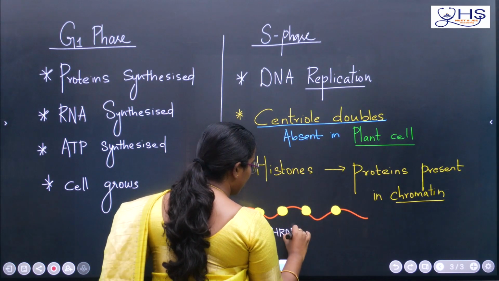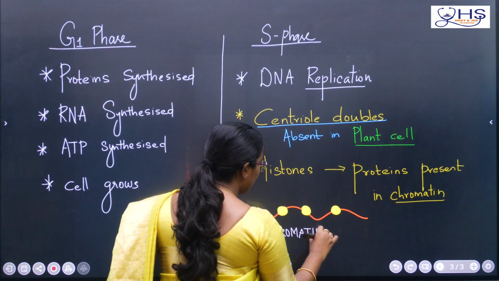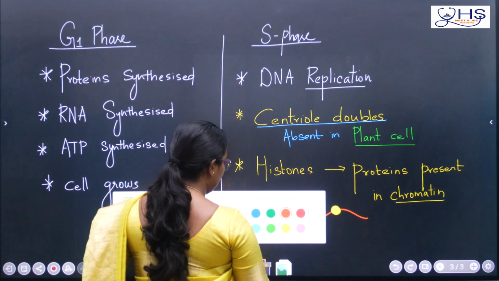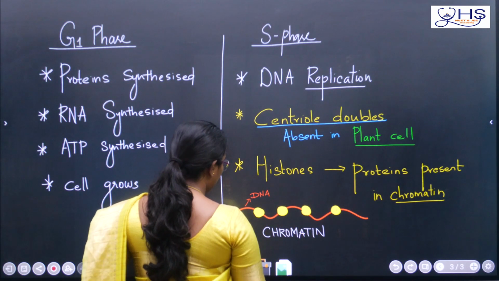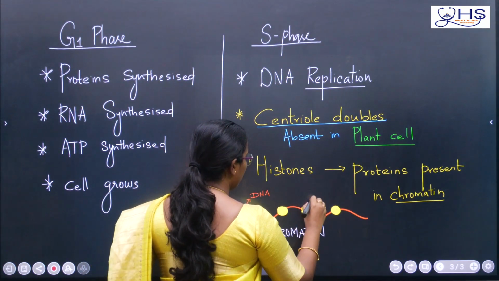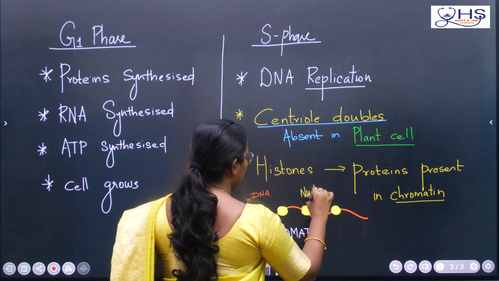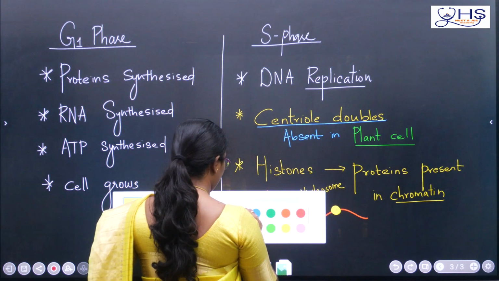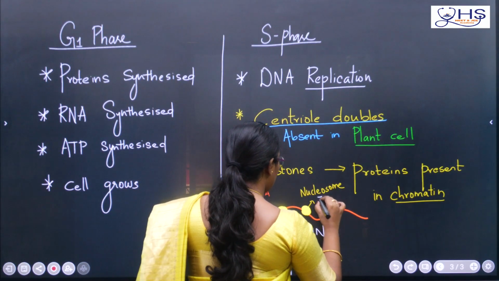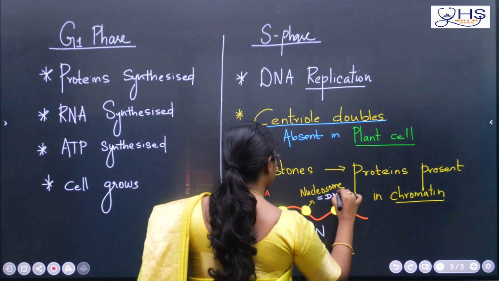What is the name of this structure? Chromatin. Understood? What is chromatin? Now, the orange color here is DNA. This is what? DNA. And this yellow one is nucleosome. If we convert this nucleosome into a formula, nucleosome equals DNA plus histone.